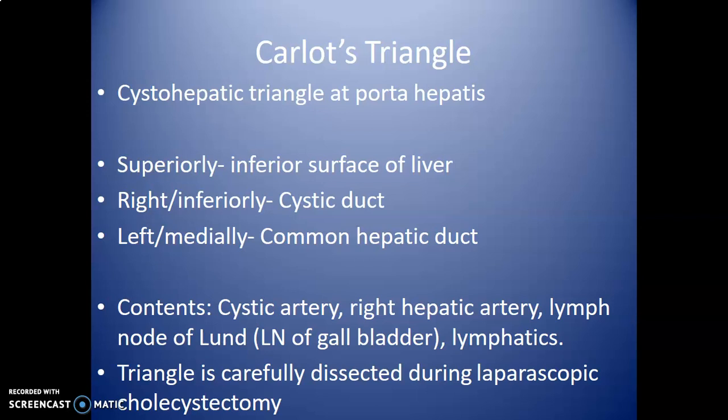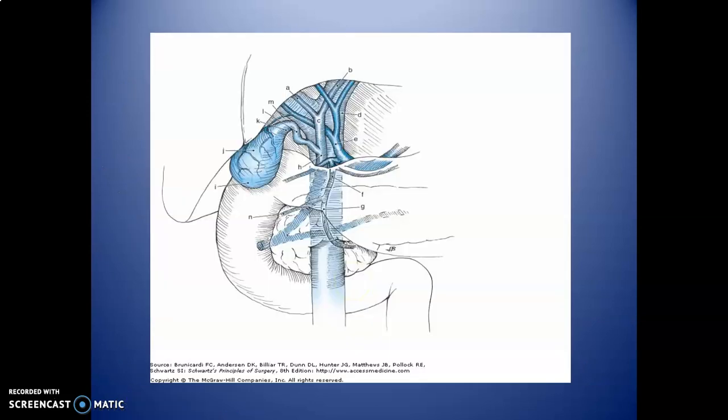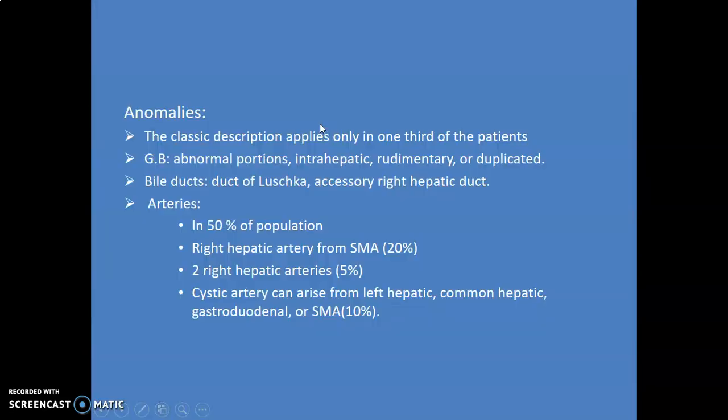The Calot triangle is surgically relevant because during laparoscopic cholecystectomy, when you want to remove the gallbladder, you have to fully dissect the Calot triangle, be able to ligate vessels, and prevent damage to vessels. So picture the Calot triangle as the liver, the cystic duct, and the hepatic duct.